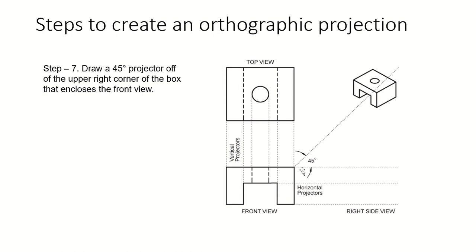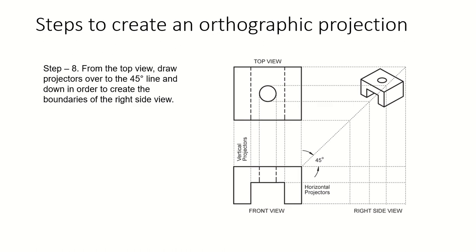So go straight, measure from the horizontal line right here, and cut it out. Your angle has to be 45 degrees. Then draw a straight line, because we want to draw the right side. Okay, from the top view, we're going to draw our projectors again. Go all the way, cross this line, and straight down. Go all the way from here, cross this line, straight down. Go all the way from there, cross this line, straight down.